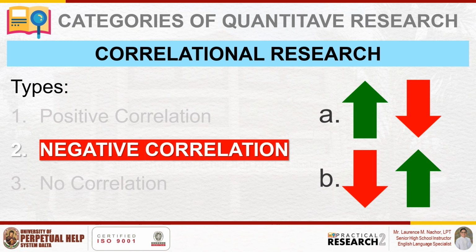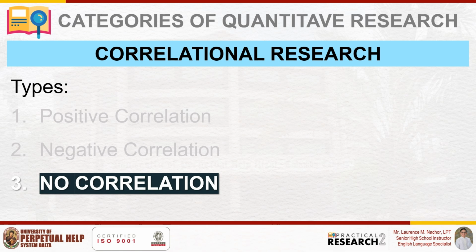For example, if there is high academic stress, there is low sleep duration. And if there is less academic stress, then there is more sleep time, more duration of sleep. So that's all about negative correlation.